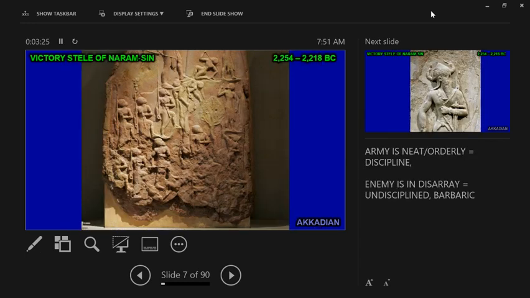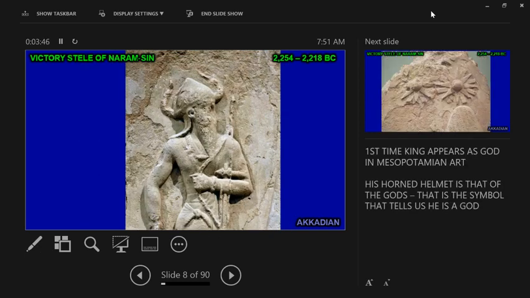And then down below him, his troops are orderly. Look, they're all uniform and similar. They are orderly going up the mountain. The enemy troops are disorderly and falling down the mountain. This is the first time that a king appears as a god in Mesopotamian art. His horned helmet is that of the gods, and that is the symbol that tells us he is a god.